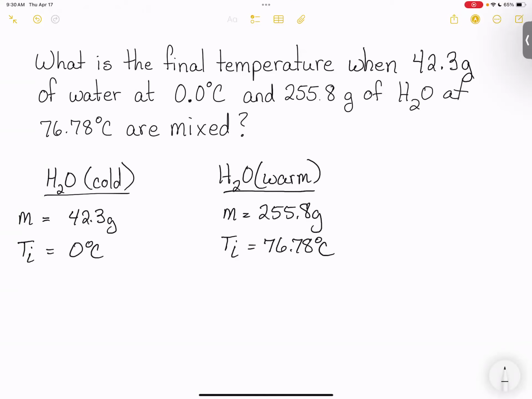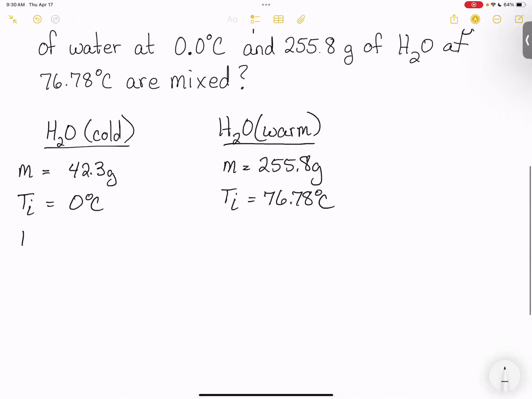Now, again, heat is transferred from the warmer object to the colder object until both objects are at the same temperature. So the final temperature for the cold object and the final temperature for the warm object are going to be identical. And it is because of that fact that we can do the math that we need to perform.